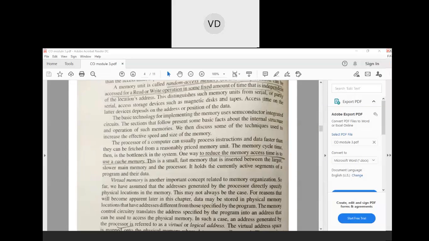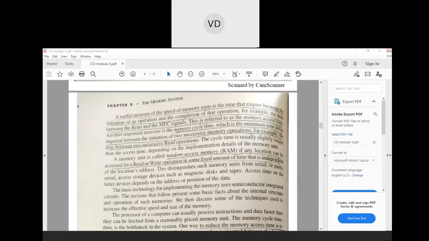After that, we also saw different concepts like memory access time and memory cycle time. Memory access time is the time between the initiation of an operation and the MFC signal, that is, the completion of that operation. What is the memory cycle time? The time between two successive operations is called the memory cycle time.